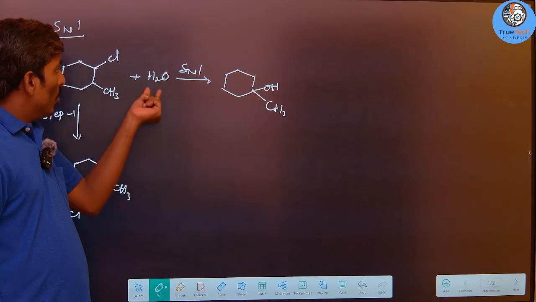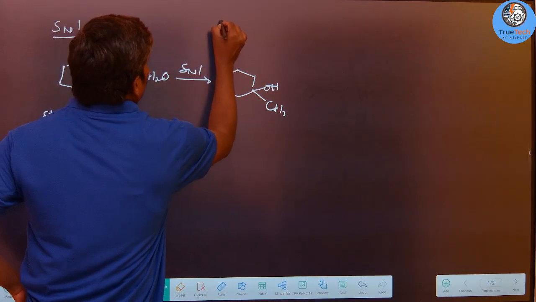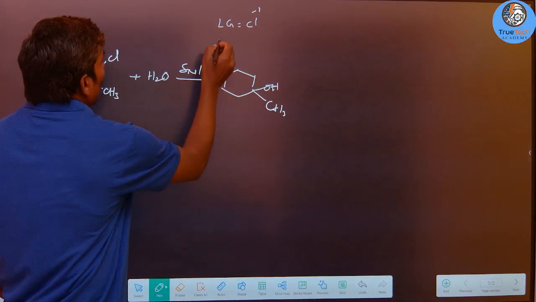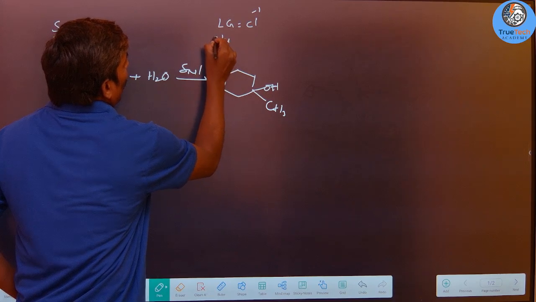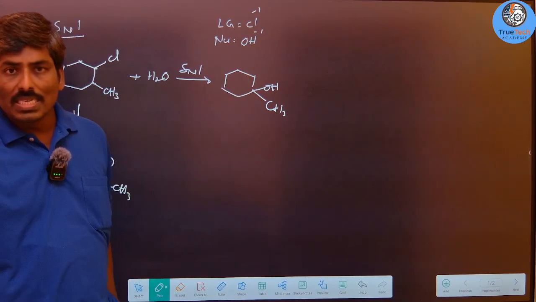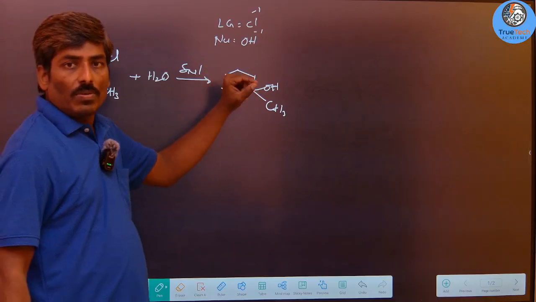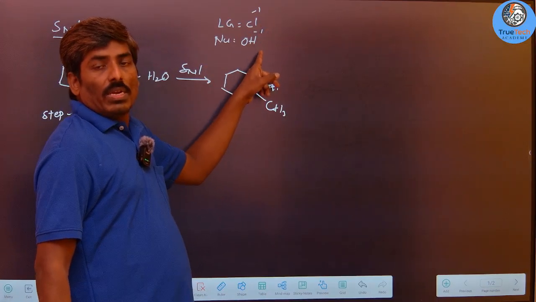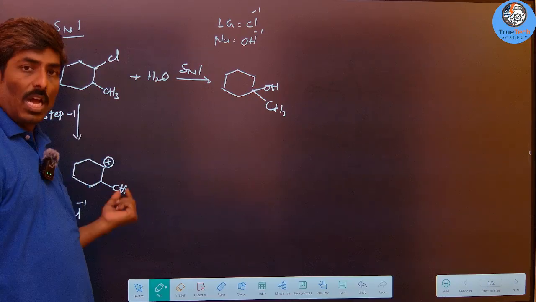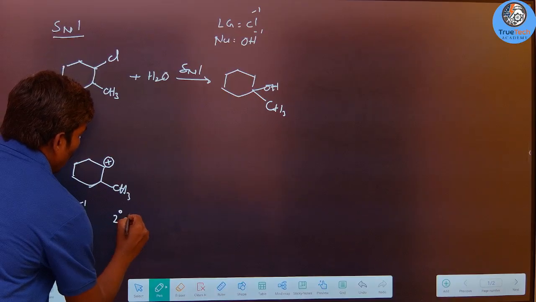So here, if you observe this reaction, the leaving group is Cl minus ion and the incoming nucleophile is OH minus ion. Here Lg indicates leaving group, Nu indicates nucleophile, specifically the incoming nucleophile. Generally the nucleophile attacks on the carbocation, but in this example, this is a secondary carbocation.